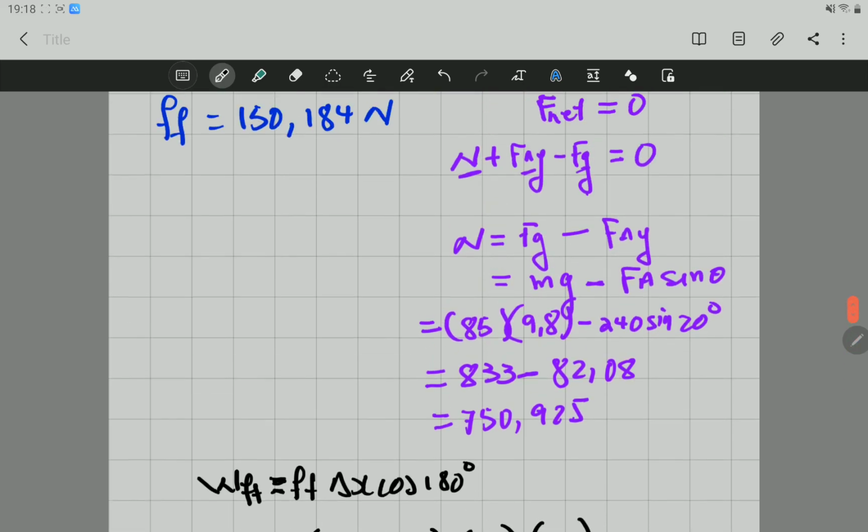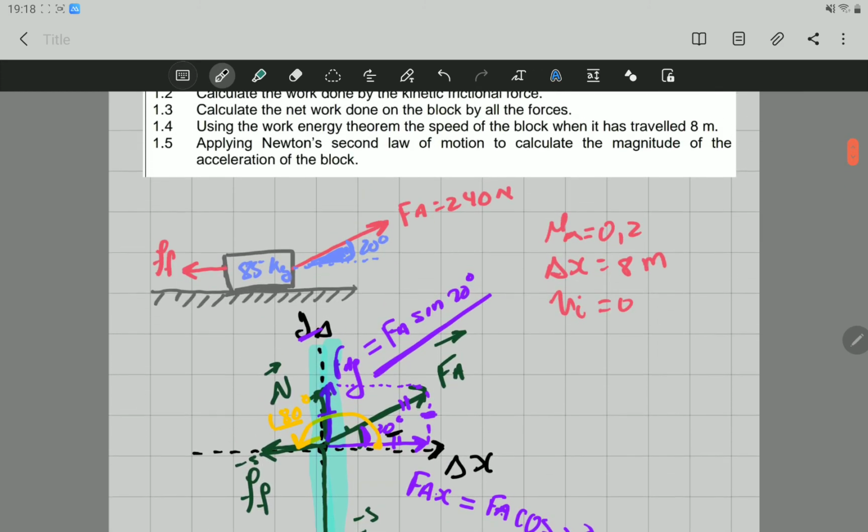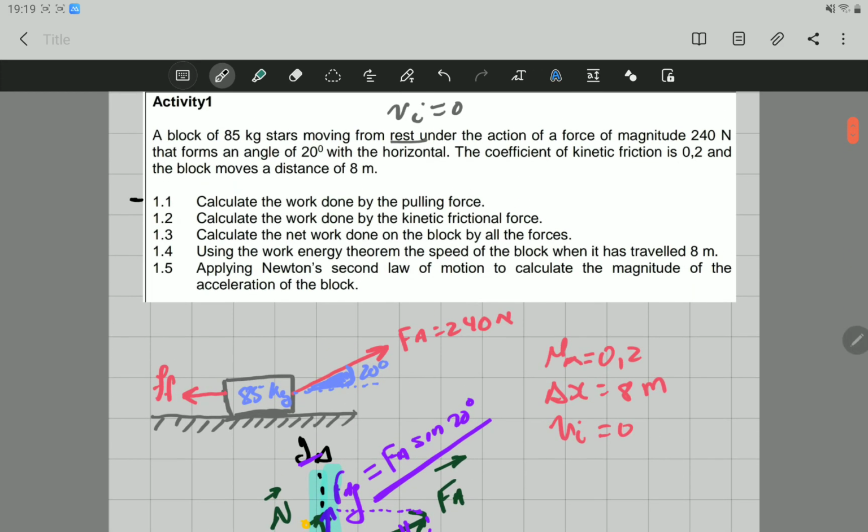So in this question we covered 1.1, which was calculating the work done by the applied force, and then 1.2, which was calculating the work done by the frictional force. Next time I'm going to make a video to finish 1.3 to 1.5. I don't want to make the videos too long, and the video is already 19 minutes. Thank you very much. I hope you understand. We're going to continue with this question in the other video.